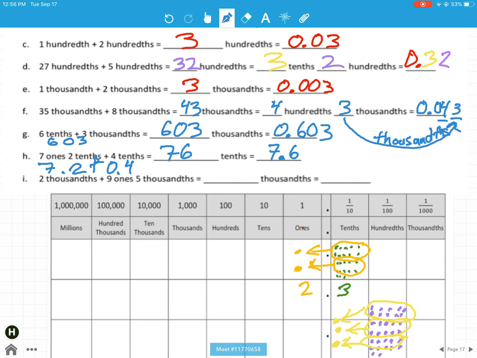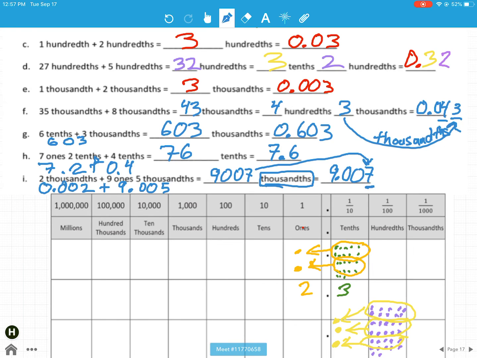Here they're trying to throw you off. So make sure you know that 2 thousandths, people think it's 1,000 because it's the first one, but be careful. Plus 9 ones and 5 thousandths. So it's going to be 9,007 thousandths. Which is going to look like 9.007. The 7 is in the thousandths place. And then we put the other numbers in front of it.